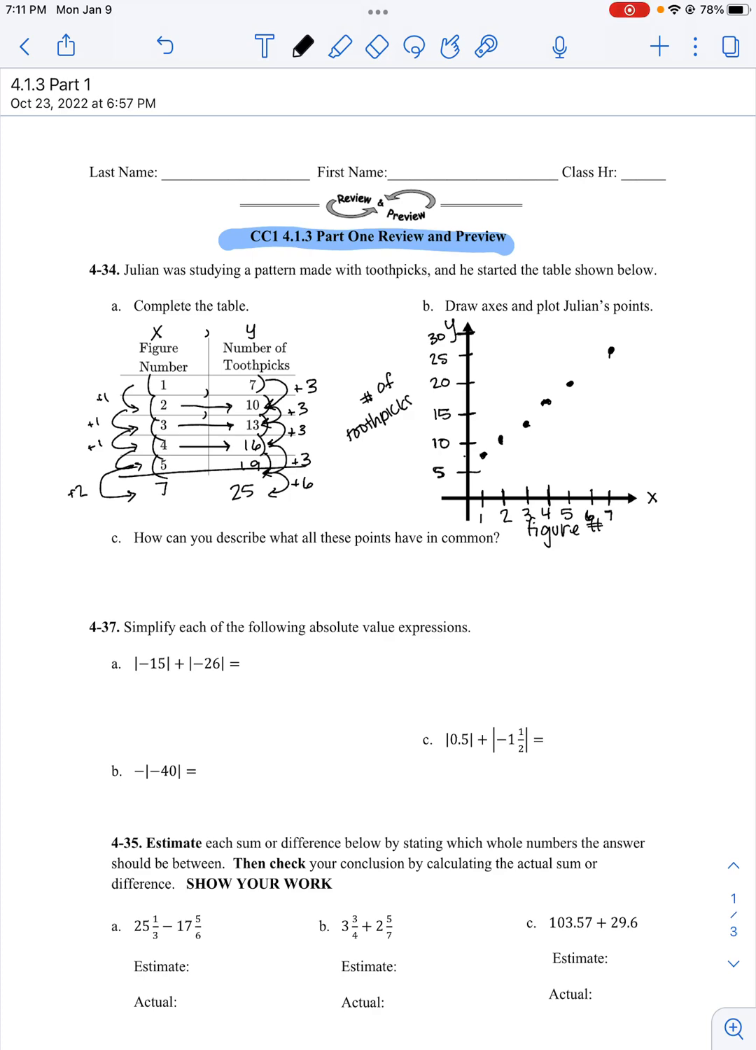Now, part C, how can you describe what all these points have in common? If I look here, I can say that these points are starting to form a straight line.